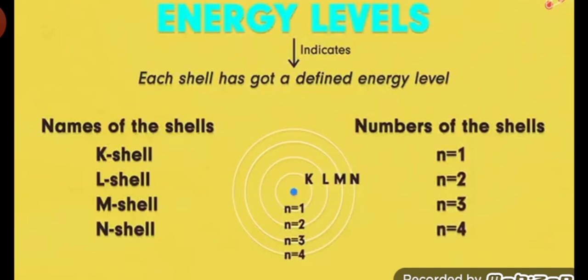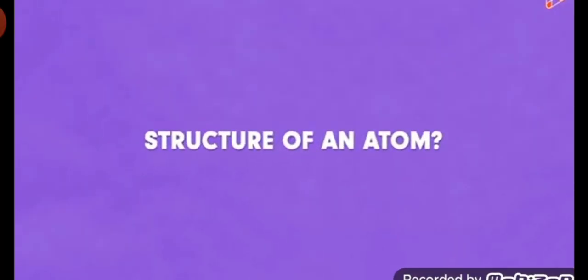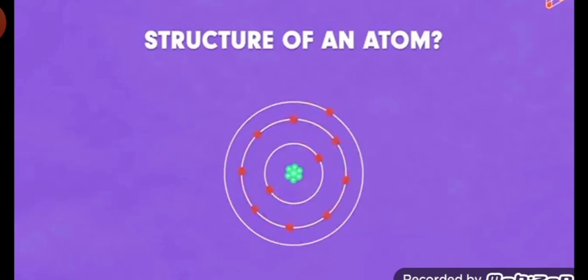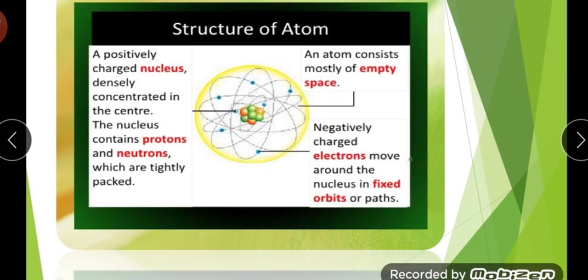So, after studying the structure in depth with the help of quantum mechanics, some fundamental principles of atomic structure were given, and the atom was found to contain three different types of subatomic particles. Let's see what they are. Now let's see the structure of an atom. Here you can see the positively charged nucleus, which is densely concentrated in the center, and the nucleus contains two things, that is protons and neutrons, which are tightly packed.